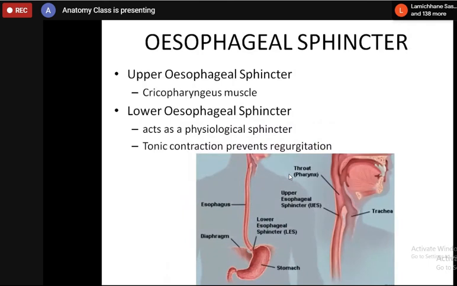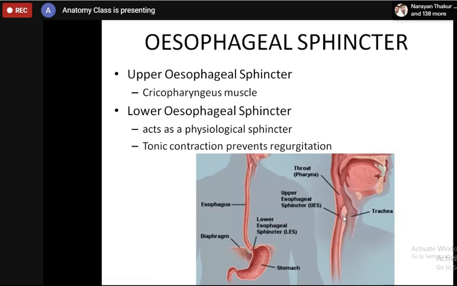Then esophageal sphincters. The esophagus consists of two sphincters, at its beginning and at its terminus. At the beginning is the upper esophageal sphincter, or pharyngoesophageal sphincter, where the pharynx terminates and the esophagus begins, and actually it is formed by the cricopharyngeus muscle.